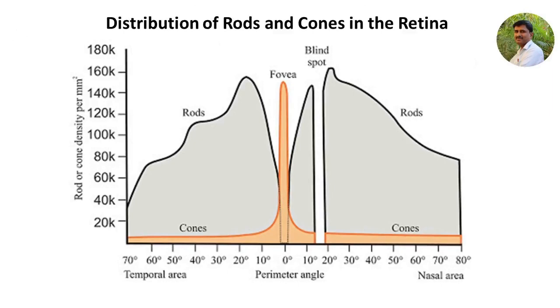This graph shows the distribution of rods and cones in our eye. In the y-axis, density of rods and cones per mm square. This is plotted with respect to the perimeter angle of the eye, taking fovea as reference. That is, fovea is marked at 0 degree. There are two graphs here. One is the orange colored graph, that is for cones, and the grey one is for rods. In this graph, we can see that the density of cones is maximum at fovea, and at the blind spot there are neither rods nor cones.